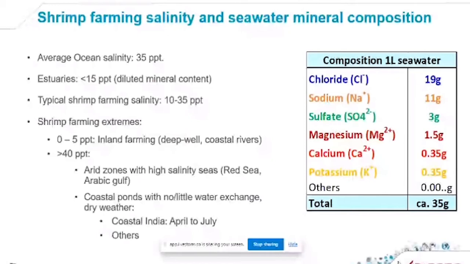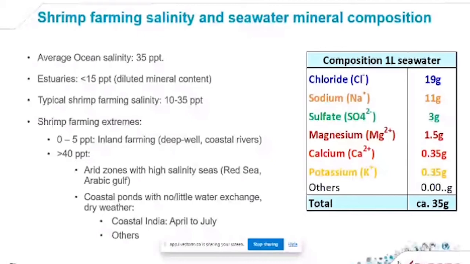I can name a few areas in Asia, like Andhra Pradesh in India, or the Mekong Delta, and other areas where the salinity will be much lower, can be 0 to 5 ppt depending on the source of water, which can come from deep wells or coastal rivers. That's one side of the extreme.